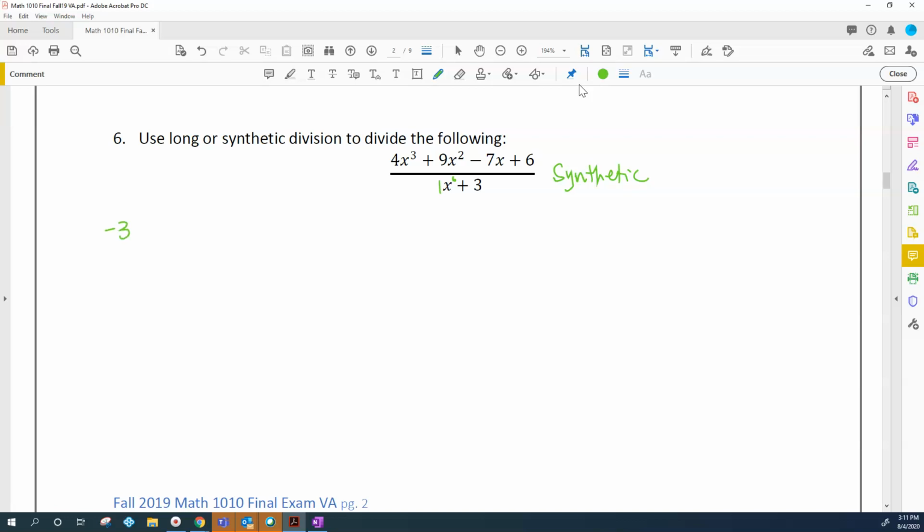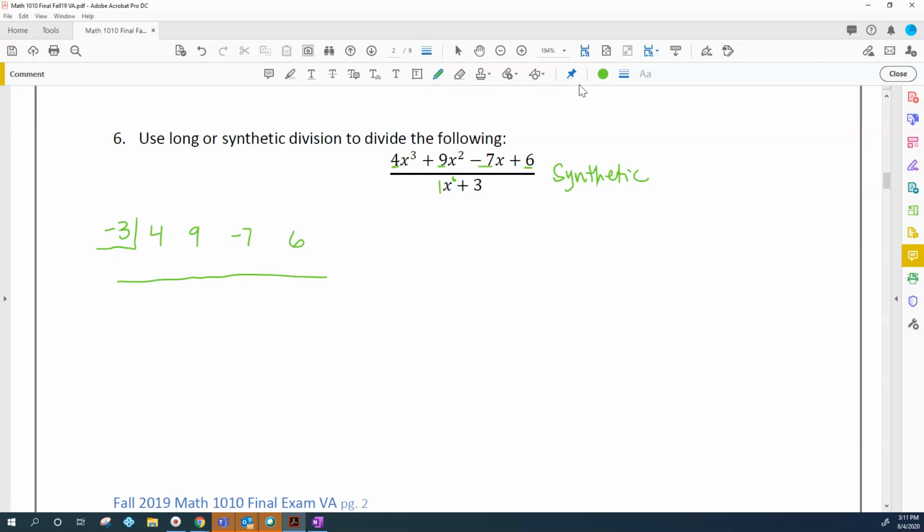Or sometimes students just think of it as the opposite of that, right? And that's what goes in your little box up here. And then you need to write the coefficients down, and make sure that everybody is accounted for, meaning that we've got an x cubed term, x squared term, x, and 6. If one of those were missing, we'd have to put a 0 in there to hold the place open. But we don't have any missing, so we'll put those down. So 4, 9, negative 7, and 6.